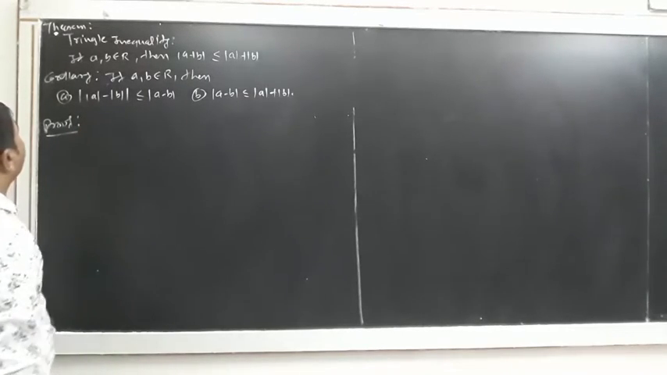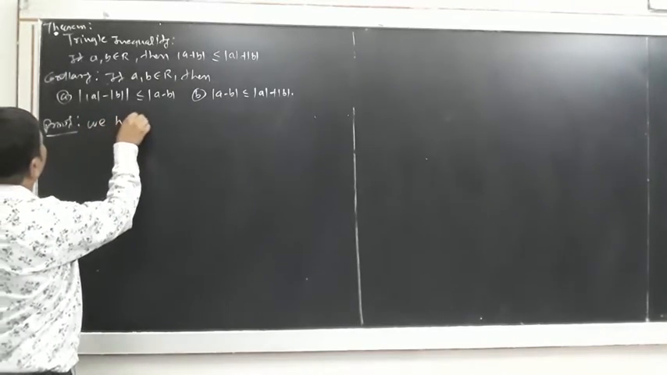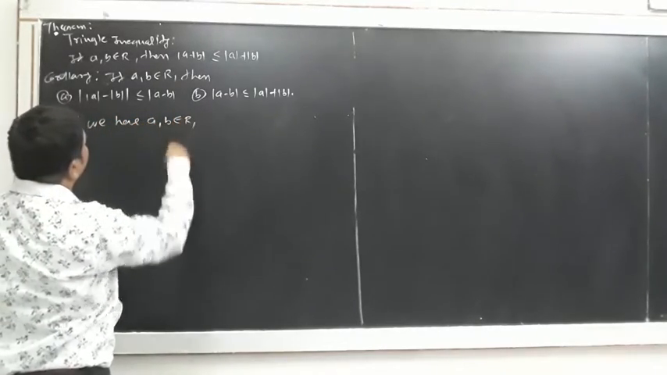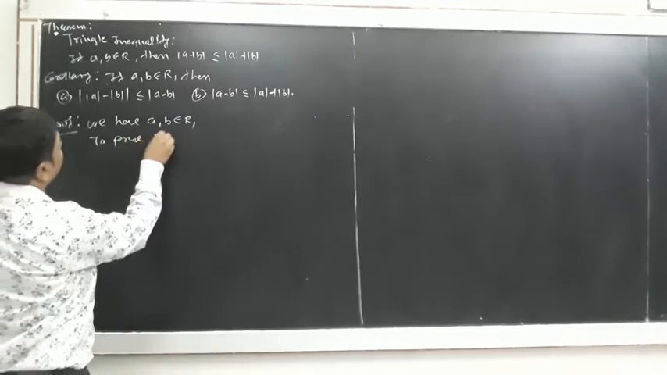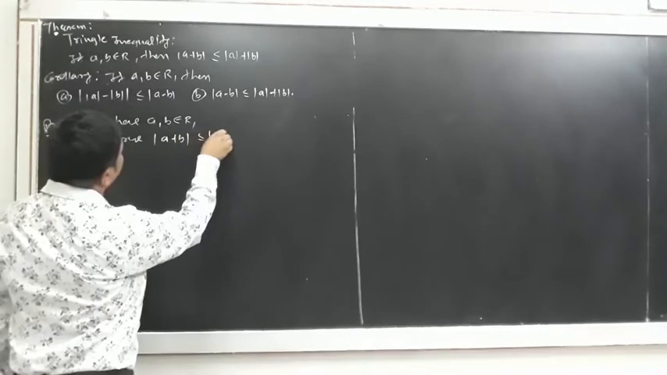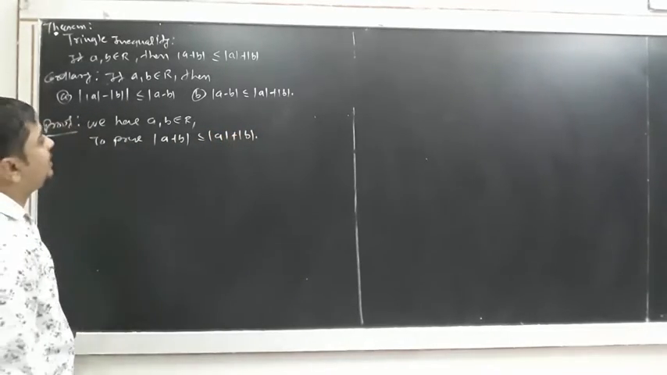So what is the answer? Triangle inequality: what is given? We have a and b belonging to R, and what we have to prove is that |a + b| is less than or equal to |a| + |b|. It is very important, so do practice for this.